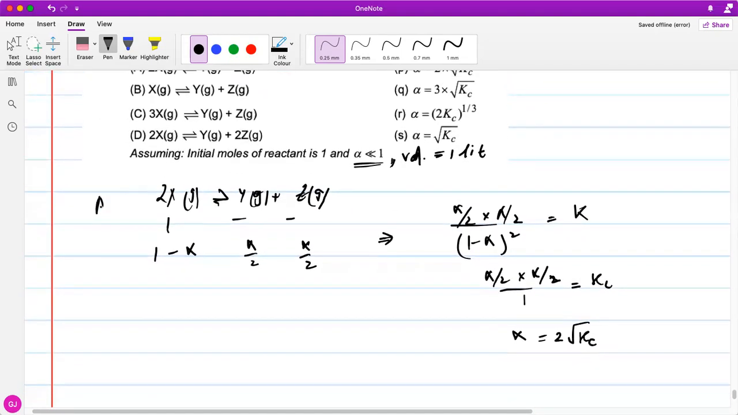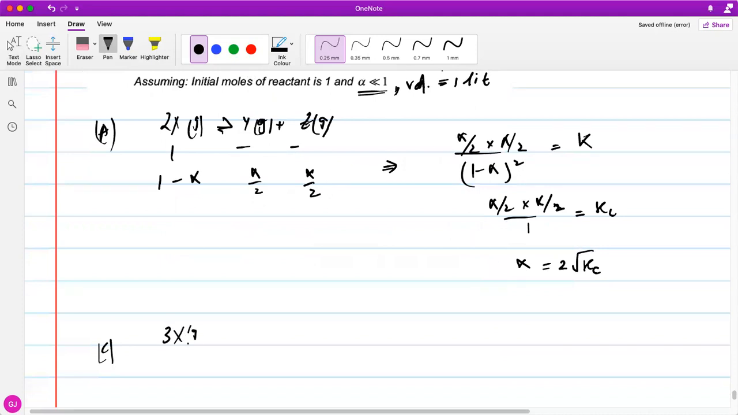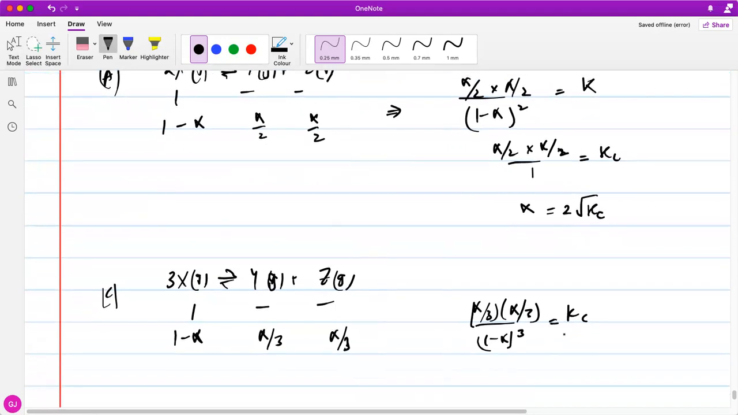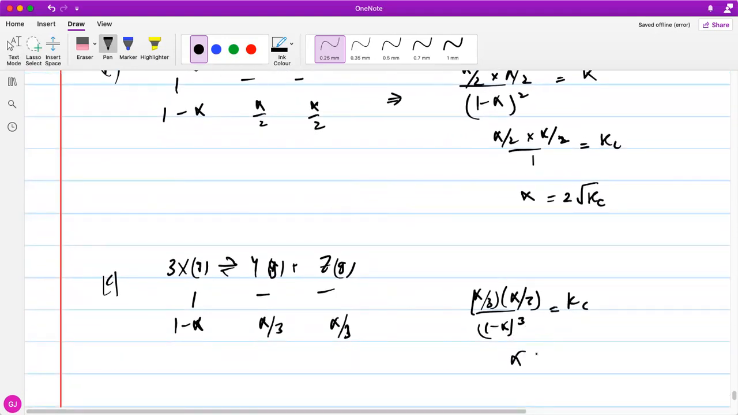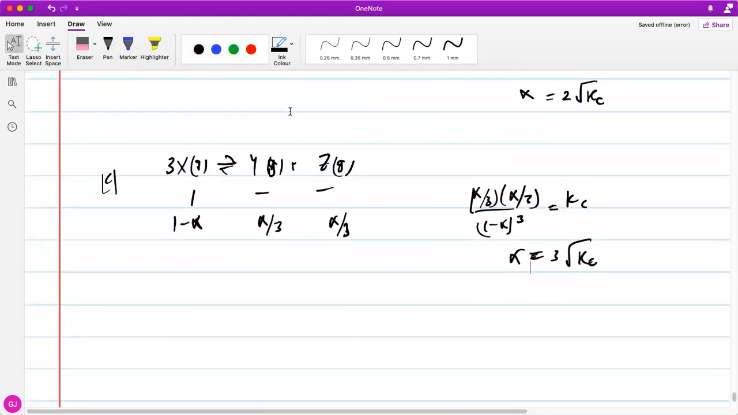Similarly, you have to approach the other options one by one. So let me do it for the C option. This was for A option. Let me do it for C option again. 3X gas giving Y gas plus Z gas, right? Say 1, 0, 0 and 1 minus alpha only, not 3 alpha, because then 3 alpha would become the degree of dissociation. So here write 1 minus alpha, you will get alpha by 3 and alpha by 3. So again, you get the expression alpha by 3 into alpha by 3 upon (1 minus alpha) cubed is equal to Kc. And then you approximate that alpha is much less than 1. You will get alpha is equal to cube root of Kc, right? So that will be your Q option. So in this way you'll have to check each and every one of these options.